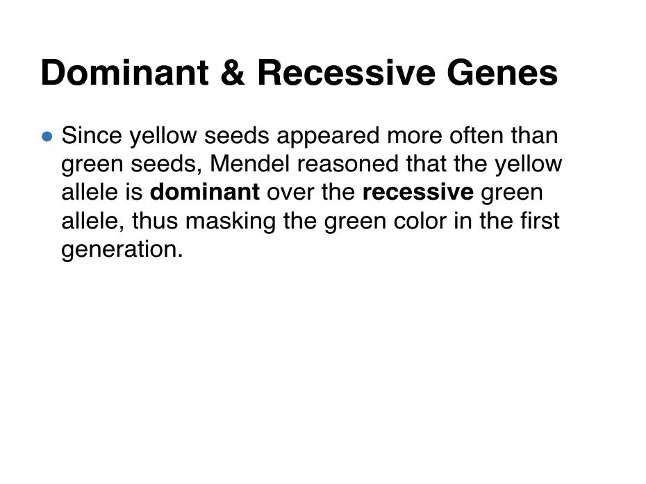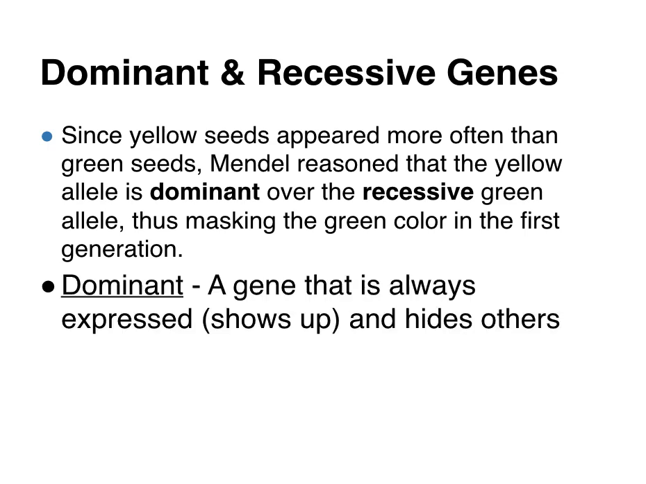So since yellow seeds appear more often than green seeds, Mendel reasoned that the yellow allele is dominant over the recessive green allele, thus masking the green color in the first generation. The word dominant means stronger. Think about when you have a really good sports team, we say they're really dominant on the field, especially in football or basketball. We say they dominate the field.